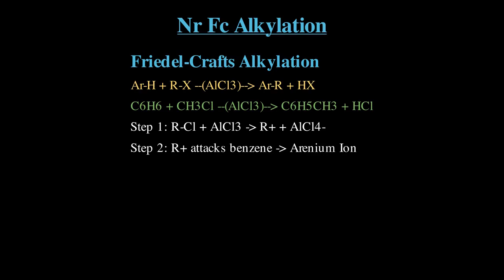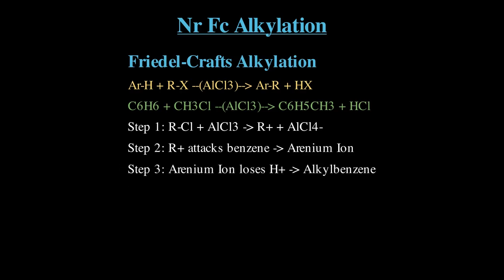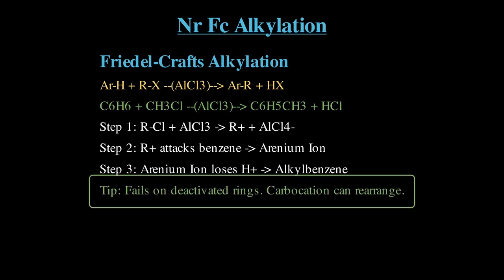This forms a resonance-stabilized intermediate called an arenium ion. Step 3, to get that precious aromaticity back, a proton, H+, is lost. This gives our final alkylbenzene product. Here's your exam tip: Friedel-Crafts alkylation fails on strongly deactivated rings like nitrobenzene. Also, watch out. The carbocation can rearrange to a more stable form, so you might get a different product than you expect. Keep that in mind.